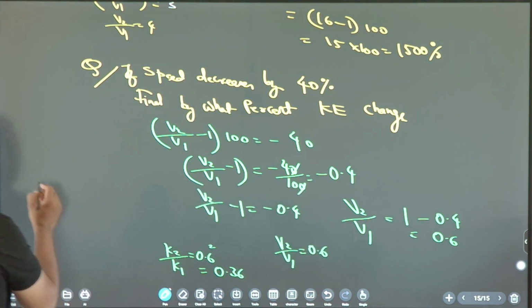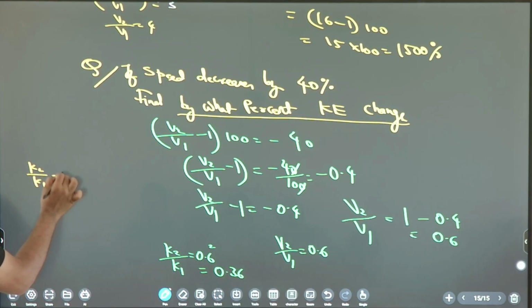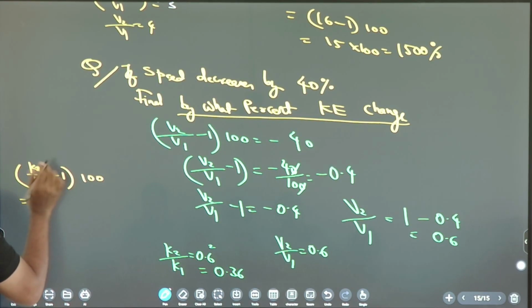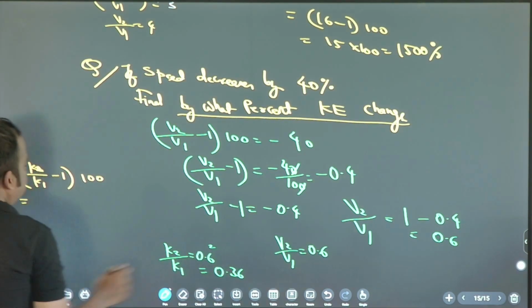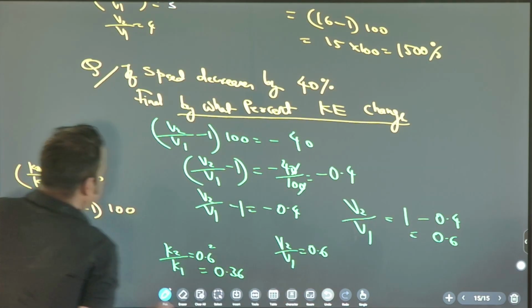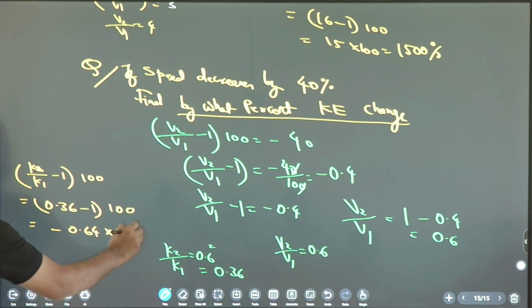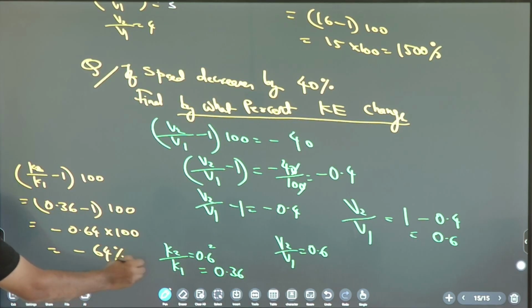So what is the formula for percentage change in kinetic energy? K2 by K1 minus 1 into 100. We will go by the formula, no need to think much. Just apply the formula. So 0.36 minus 1 into 100. 0.36 minus 1 how much? Plus or minus? Minus 0.64. Good. Into 100. So minus 64%. This is your answer.